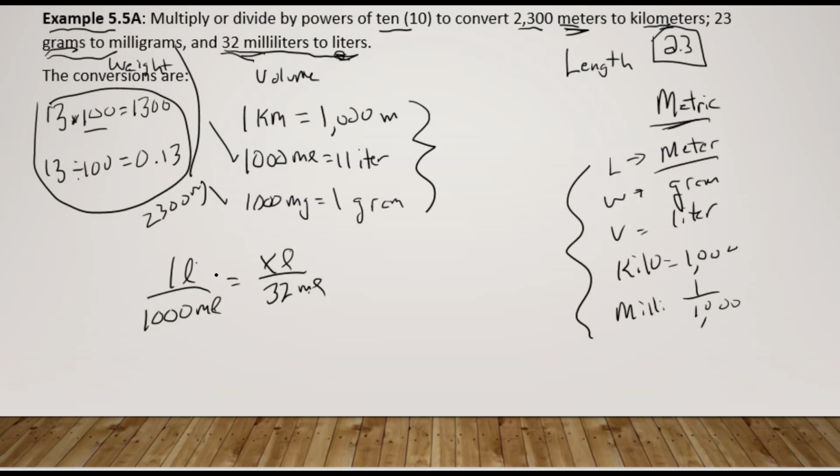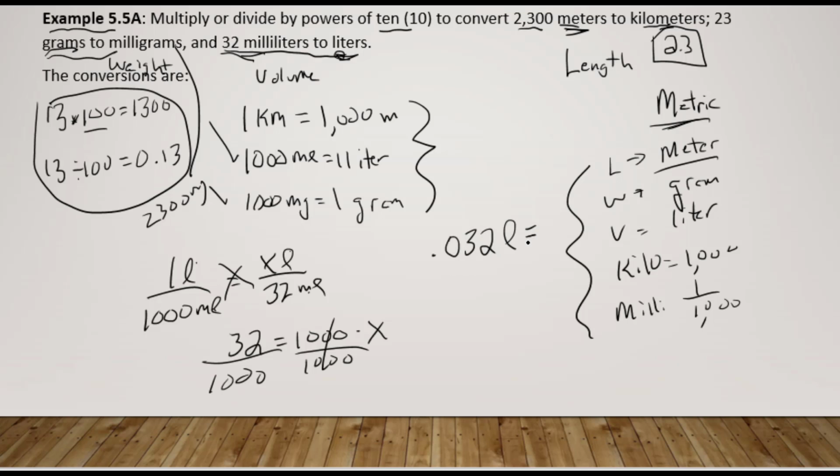So this one looks like it's easiest to cross multiply and divide. I get 32 times 1 is 32 equals 1,000 times x. Divide by 1,000. 32 divided by 1,000 moves the decimal 3 places because that's 3 tens, right? So that would be 0.032 liters is the same as 32 milliliters.